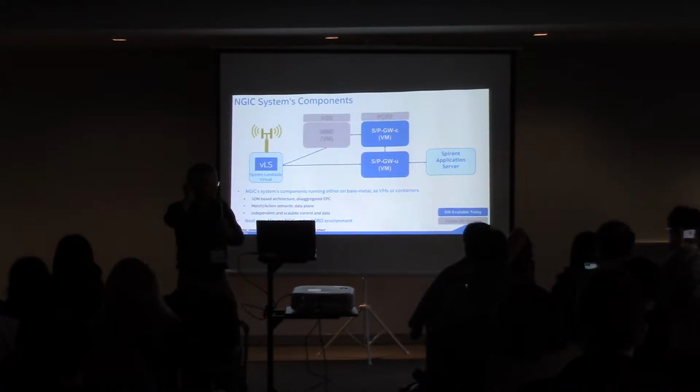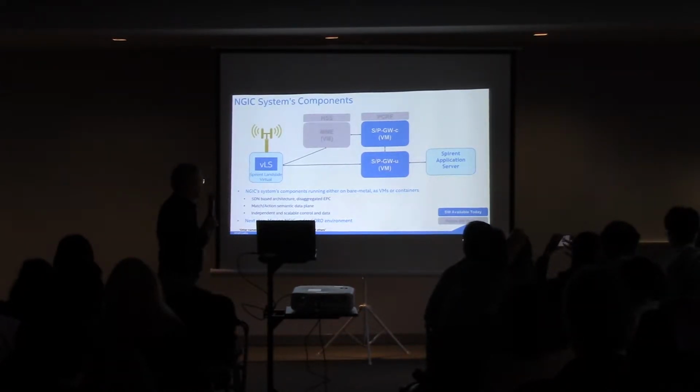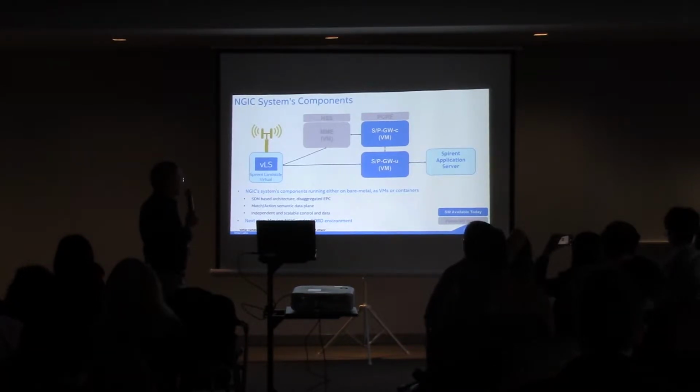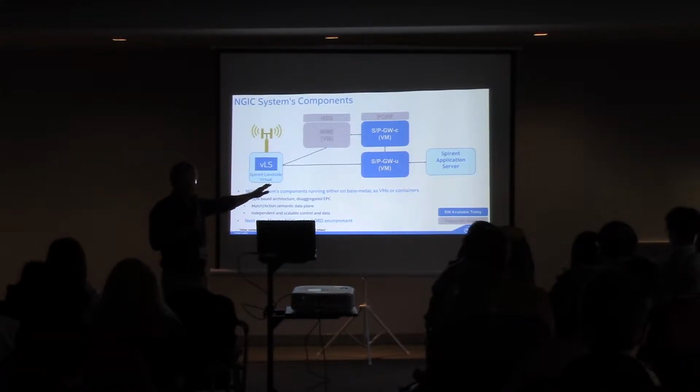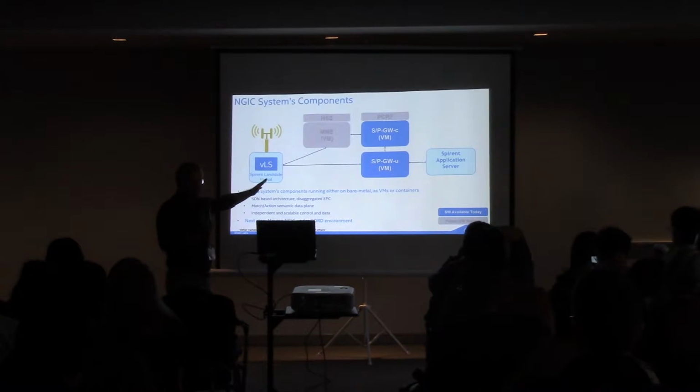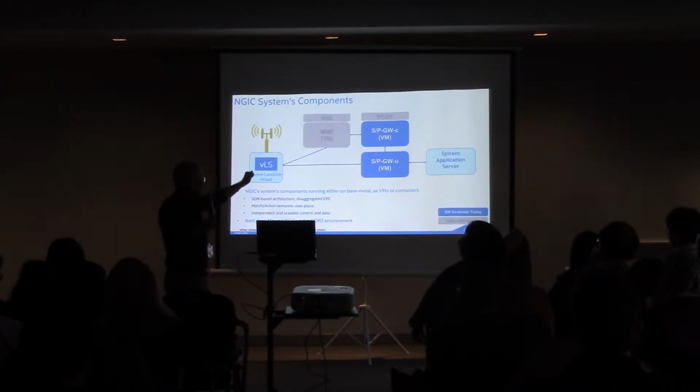So what is NGIC? You have here a view of the system components. There are about 5 components of the EPC. We have the service and packet gateway user plane, which is either a process, a VM, or a container, I mean, running on bare metal, in a VM, or in a container. You have the control plane, which is separated from the data plane. We have a disaggregated EPC.